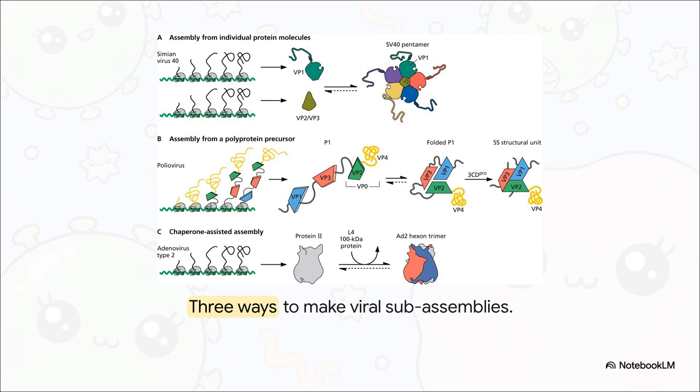You can see how the simian virus 40 forms from individual pieces that just snap right into a pentamer. Then, look at the poliovirus. It uses a long polyprotein chain that gets cleaved or cut into structural units. And finally, you've got the adenovirus type 2 relying on that chaperone protein right there in gray to help build its complex hexon trimer. It is literally microscopic engineering at its absolute finest.